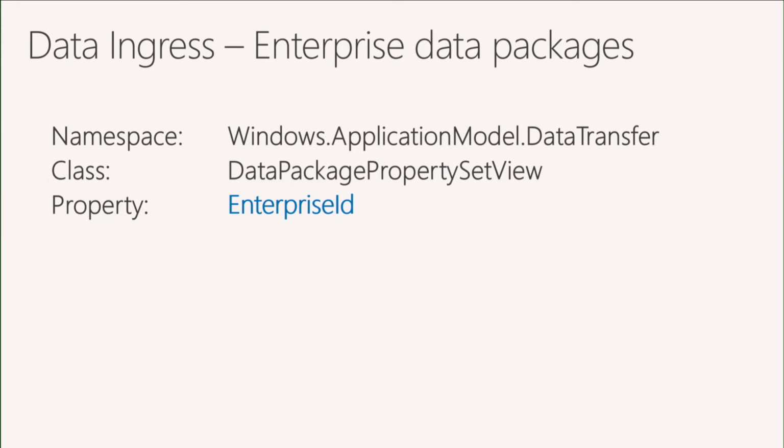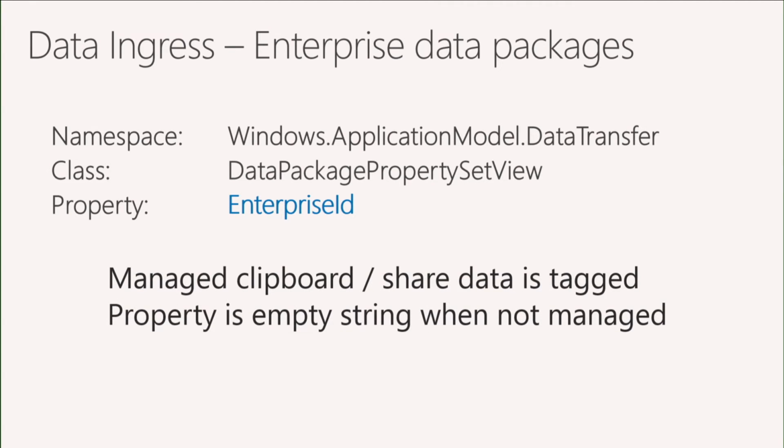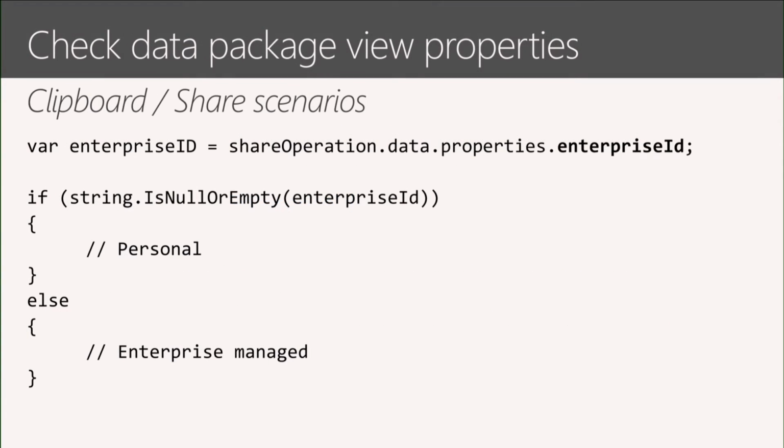When you're doing a share operation in a universal app, or when you're doing a copy-paste action, you get back a data package, and in there is a class called the data package property set view. You can look at the property set, and one of those properties is enterprise ID. When it's tagged, it's enterprise and managed. When it's not, it's personal. Simple.